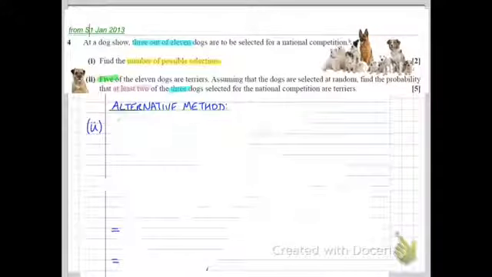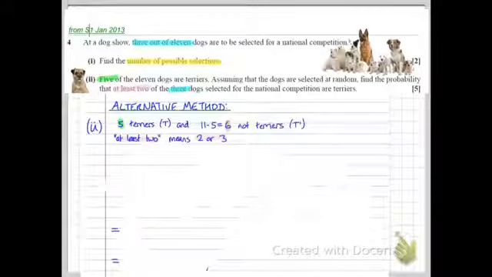So here's an alternative way of looking at this question that doesn't rely so heavily on the NCR thing. We're still going to need the fact that we've got 5 terriers and we've got 6 dogs that are not terriers, and we're still going to be using the idea that at least 2 means 2 or 3. What we're going to do this time is look at how we could actually do this. The easiest way is going to be looking at all 3 dogs being terriers. And the alternative to that would also be included here, would be having 2 dogs being terriers, but 1 dog would have to not be a terrier.